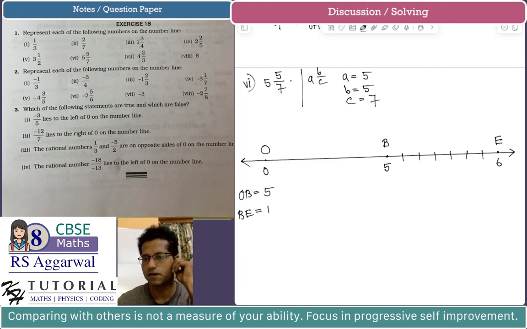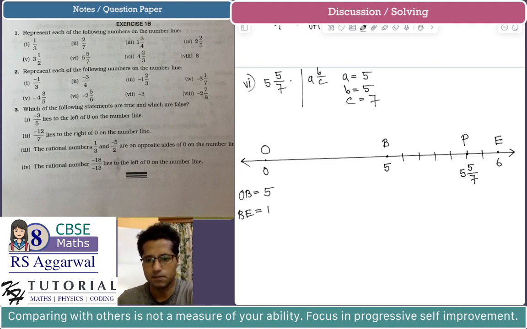Why 5 such equal parts? Because in the fraction B by C, the numerator is 5. So we have to take 5 such equal parts, which will be 1, 2, 3, 4, 5. This point. So you consider the marking of 5 such equal parts as the point P, and the point P will then represent the given rational number, that is 5 and 5 by 7.